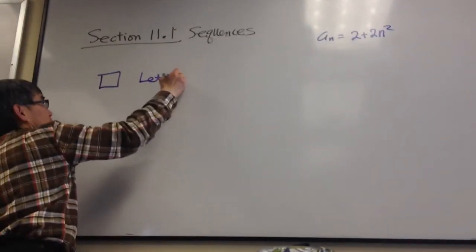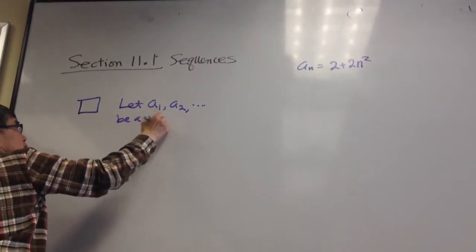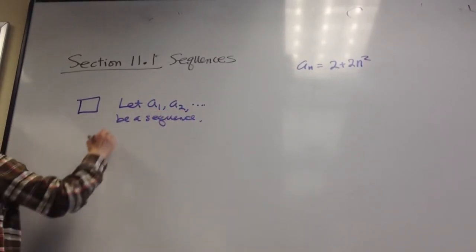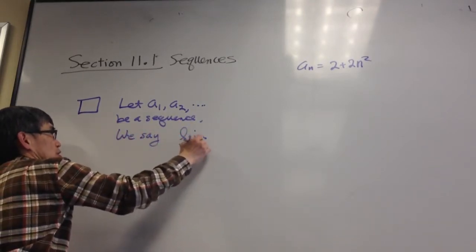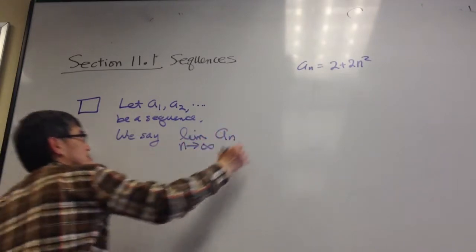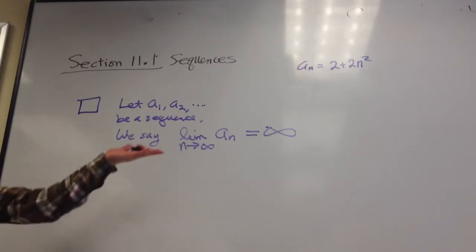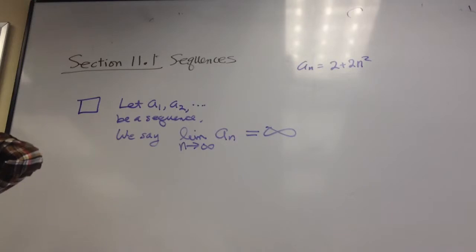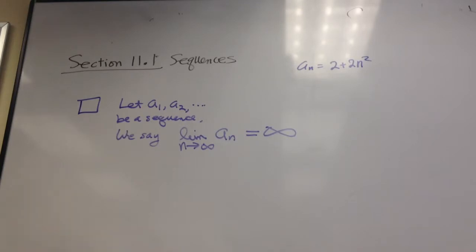Let a_1, a_2, be a sequence. Okay, we say the limit as n goes to infinity of a_n is equal to infinity. You dealt with that before, right? With the case of function, right? Back in Calculus 1, you say that the limit of this function as x approaches 1 is infinity. Or when x goes to infinity, this function approaches infinity. So what does that mean?